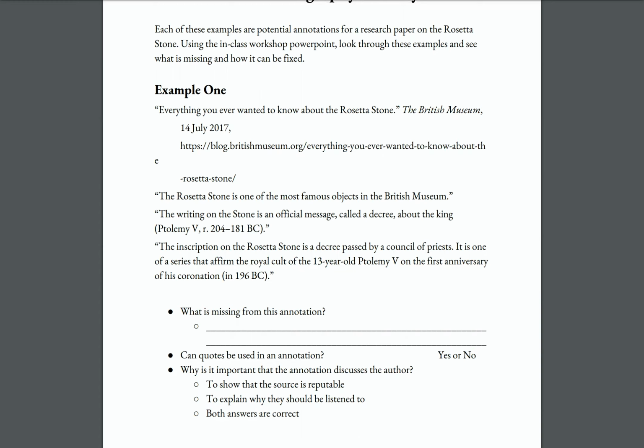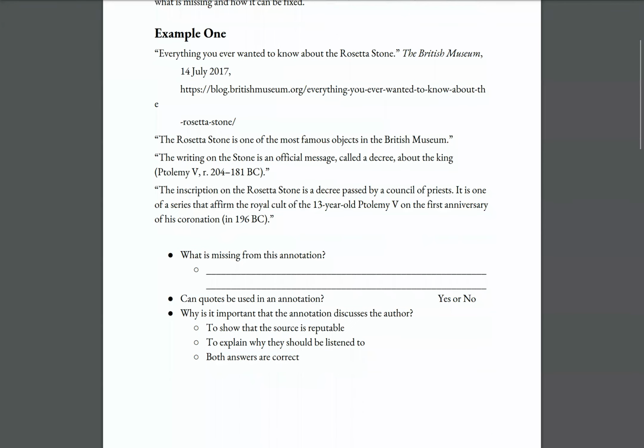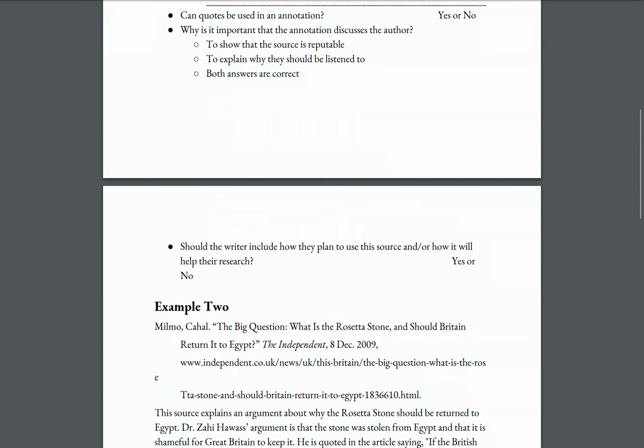Does it explain who the author of the article is, what the title of the article is, or any other information that could be necessary in an annotation? Can quotes be used in an annotation, or can there be absolutely no quotes in your annotation? Why is it important that the annotation discusses who the author of an article is? To show that the source is reputable, to explain why they should be listened to, or both? Should the writer include how they plan to use this source and/or how it will help their research?